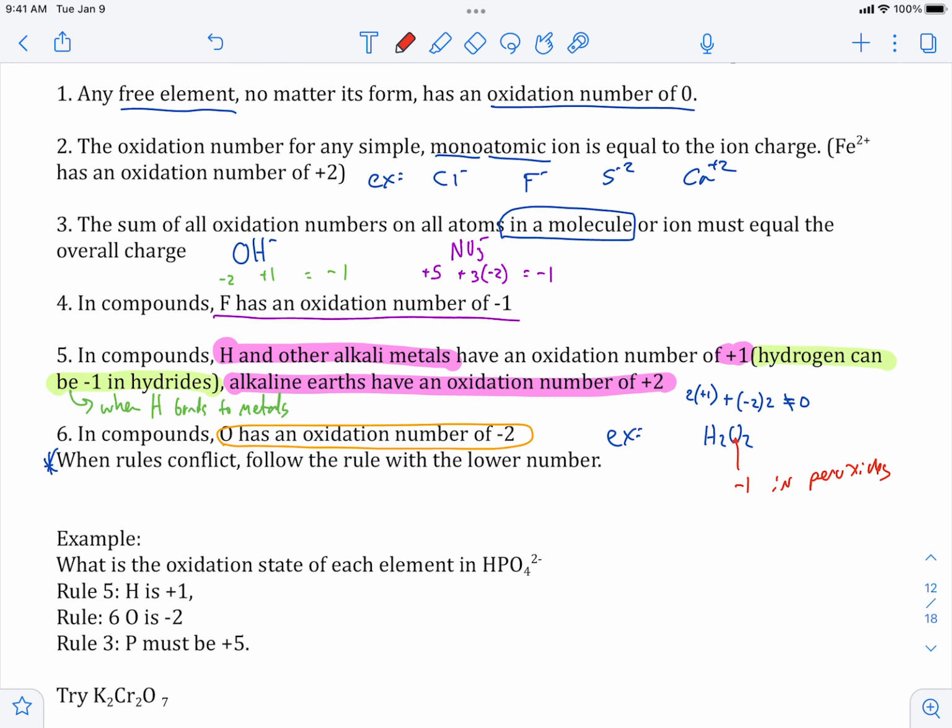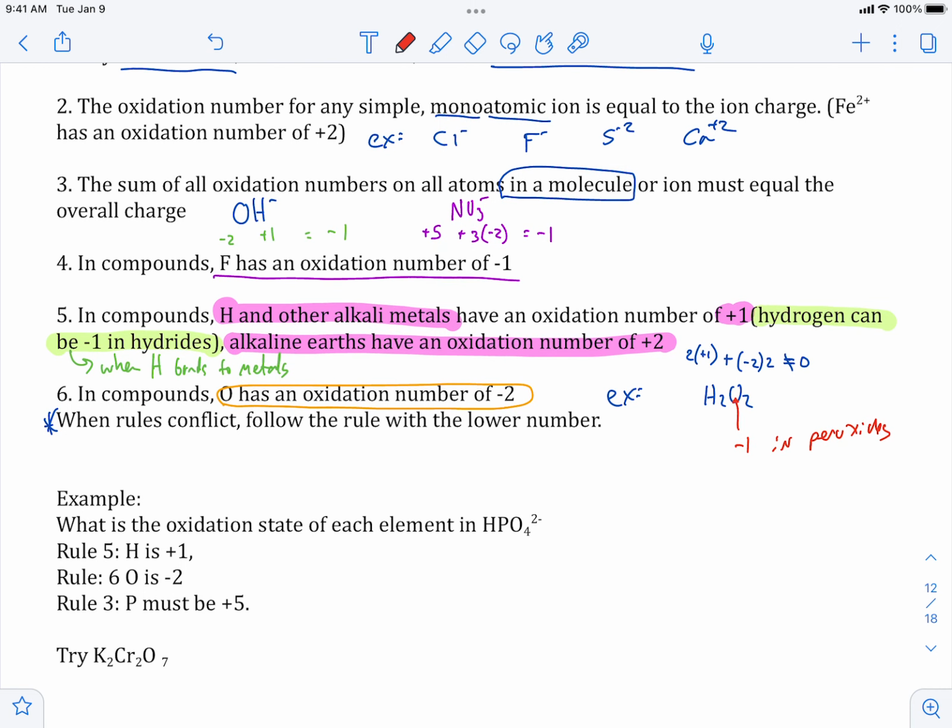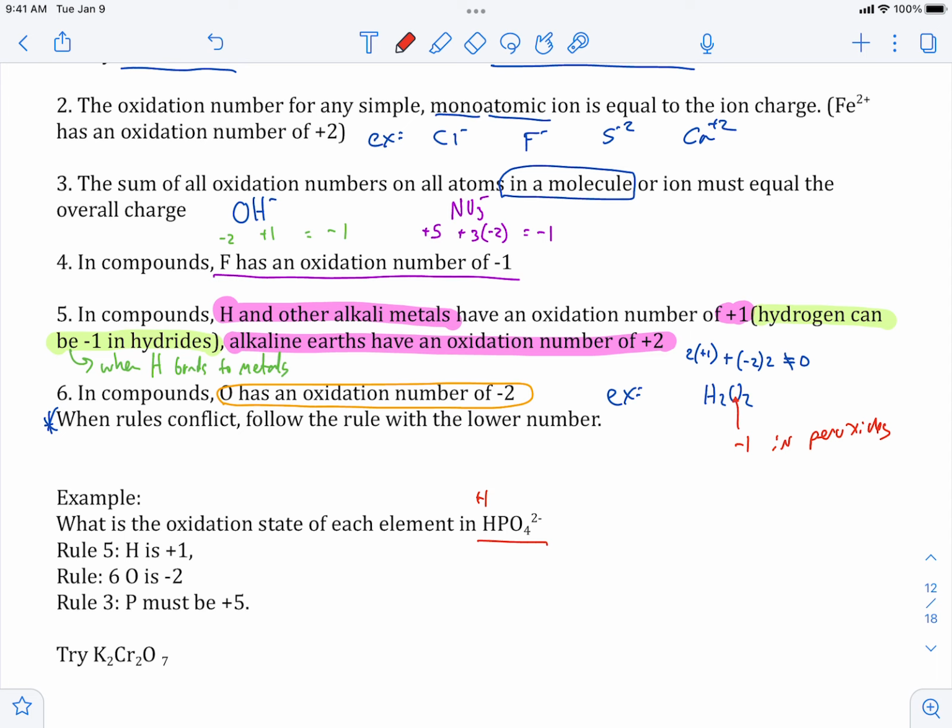So yes, there are 6 rules, but as we go through this process, you will see that it's not necessary to commit these to memory as long as you have practiced these a couple of times. So let's do this first example here. HPO4 with a -2 charge. Let's find the oxidation state in each element. All right, so first, hydrogen. Hydrogen is +1 because there's a rule that says hydrogen is +1. Rule 6 says oxygen is -2 because that's a rule.